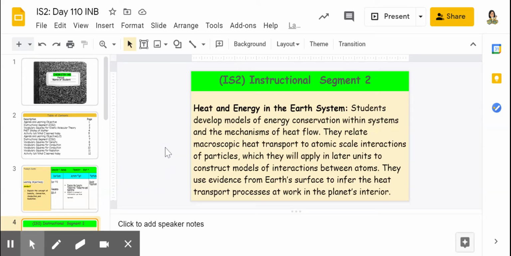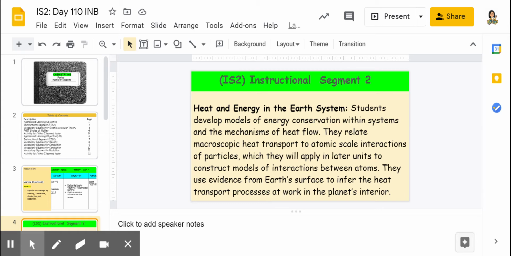This is an example of doing an interactive notebook with instructional segment 2. Instructional segment 2 is all about heat and energy in their system. Students develop models of energy conservation within systems and the mechanism of heat flow.